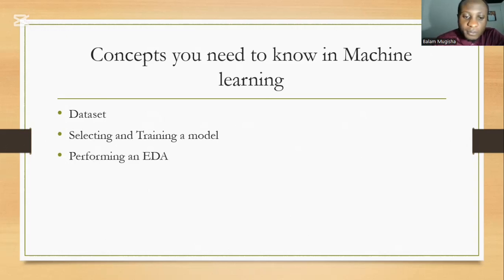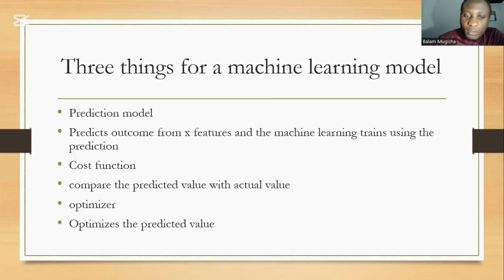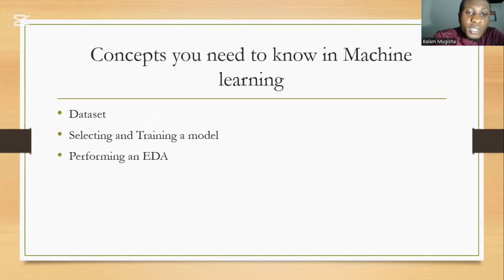Then we have selecting and training a model. This involves choosing the right machine learning algorithm based on the problem type and training it on the data. Then we also have performing EDA, which is exploratory data analysis. This one involves analyzing and visualizing your data to understand its structure, detect the patterns, and spot issues.